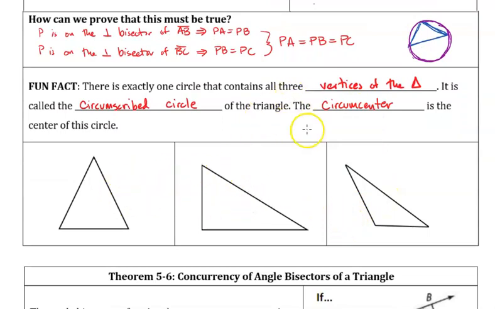Now, I briefly mentioned a few minutes ago the idea that every triangle has a circumcenter. Sometimes it's inside the triangle, sometimes it's not. Well, let's look at the three possibilities for where that circumcenter could be located. If I am looking at an acute triangle, I'm going to sketch out the perpendicular bisectors of this acute triangle.